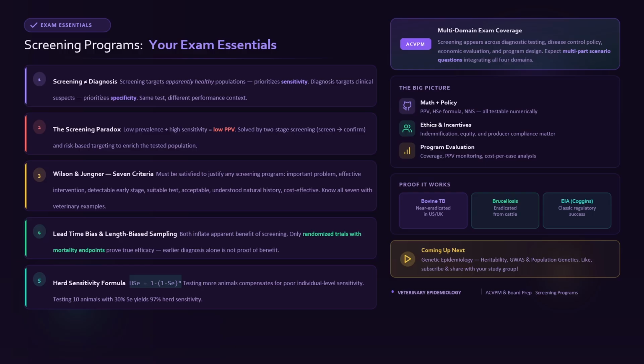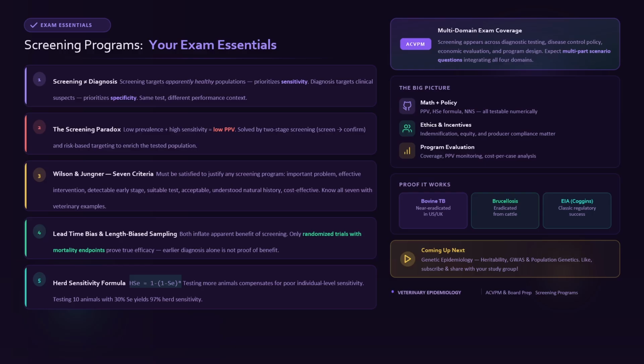Serial versus parallel and the biases. Serial testing raises specificity and PPV. Parallel testing raises sensitivity and NPV. And stay alert to lead time and length bias. Both make a program look better than it is. Only a randomized trial with a mortality endpoint truly proves screening works.